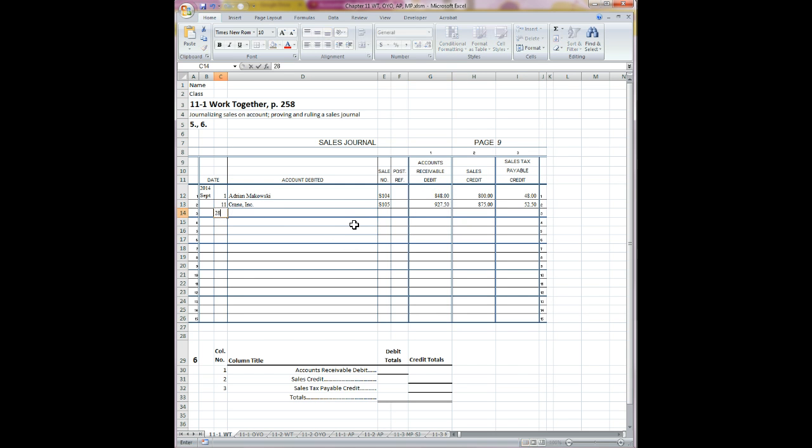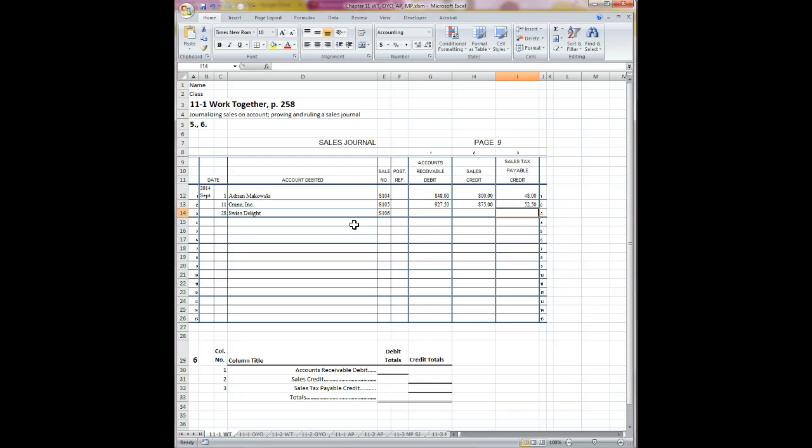On September 28th, we sold merchandise on account to Swiss Delight. So we're going to go ahead and put the date. We're going to put Swiss Delight as the person who owes us money, or the company. It was for $1,460 in sales. Sales tax was $87.60, and our total is $1,547.60 with sales invoice number 106.